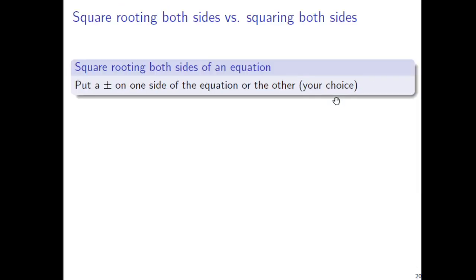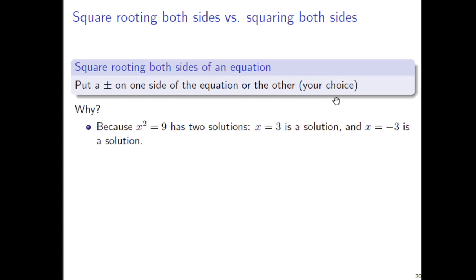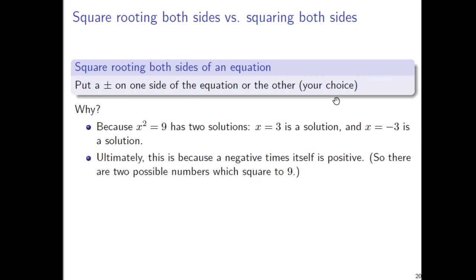Okay, so again, square rooting both sides is going to have a plus or minus sign on one side of the equation or the other. When you square root both sides of an equation, you need to put the symbol on one side or the other. And the reason why is because x squared equals 9 has two solutions, right? X equals 3 is a solution, x equals negative 3 is a solution, and this all deals really with the fact that when you take a negative number and you square it, that's a negative times itself, and a negative times a negative is a positive.